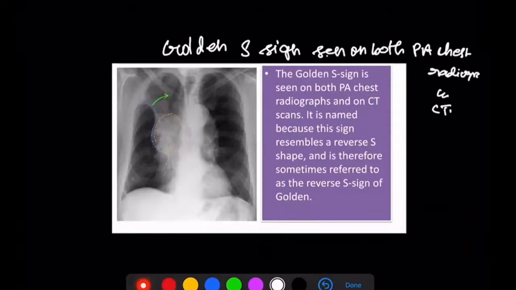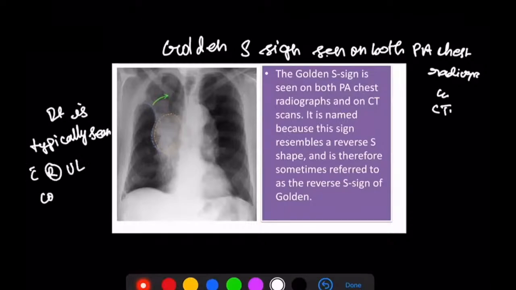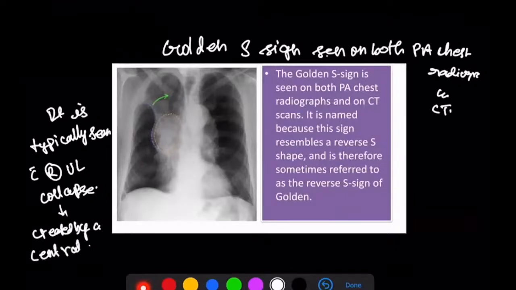It is typically seen with right upper lobe collapse, and this collapse is caused by a central mass obstructing the upper lobe bronchus. This is the Golden S sign. It is seen on both radiograph and CT scan. It is named because the sign resembles a reverse S shape, and is therefore sometimes referred to as the reverse S sign. It is typically seen with right upper lobe collapse, and is created by a central mass, most commonly a tumor.